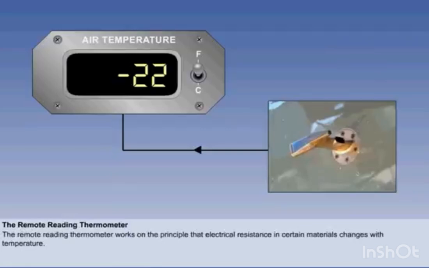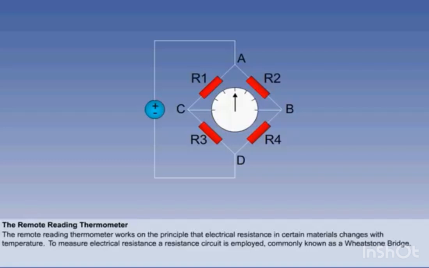It is often desirable to have temperature information in an electrical form, so that it can be fed to other instruments and systems. Remote temperature gauges work on the principle that the electrical resistance of certain materials changes with a change in temperature. Measurement of electrical resistance will therefore be a measurement of temperature. To measure electrical resistance, a resistance circuit is employed, commonly known as a Wheatstone bridge.